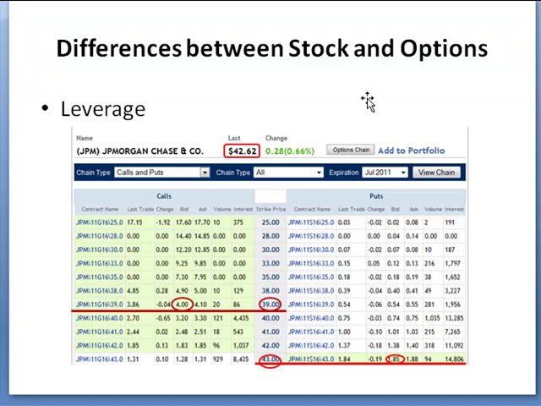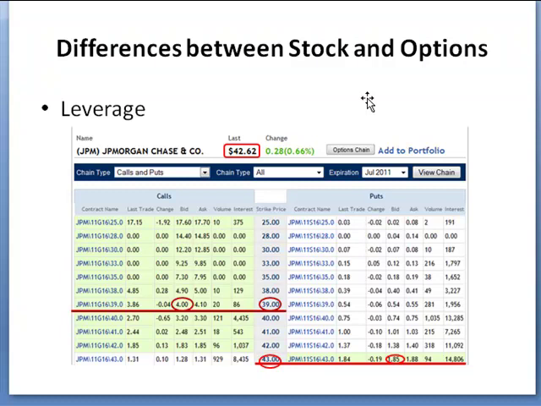To buy that with a regular stock, you'd have to pay $42.62 per share, which means that if you wanted to participate in the equivalent level of an option, which is 100 shares of stock, you would have to pay $4,262 to get 100 shares of stock.